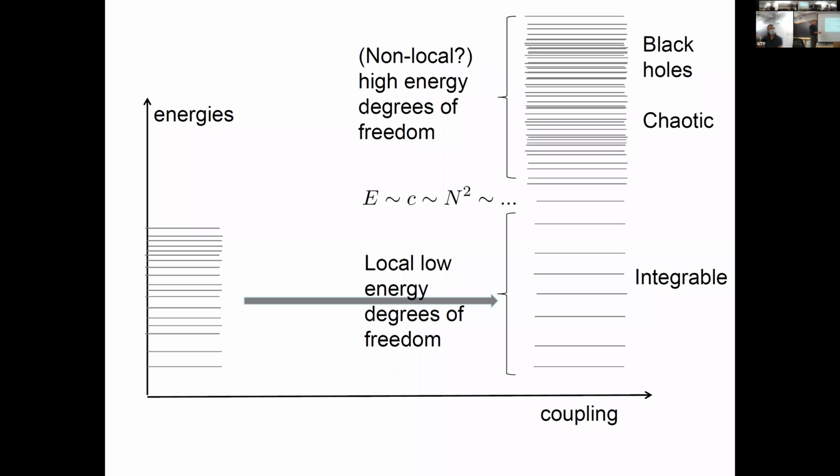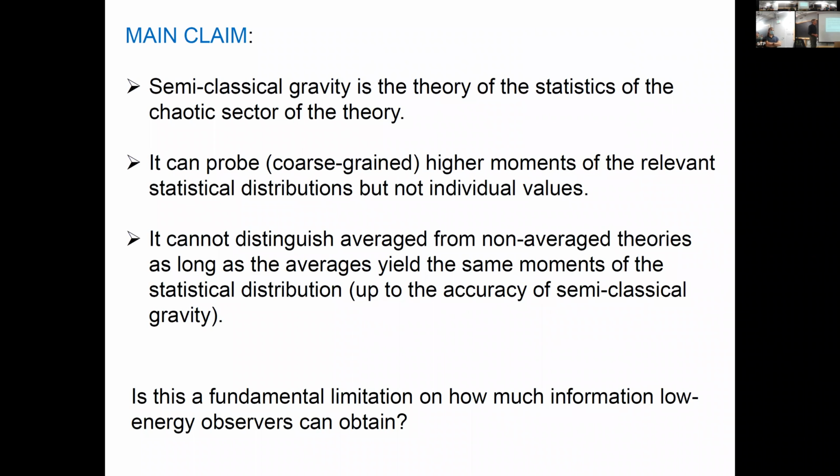So in this picture, we have this low energy integrable sector, and then there's this high energy chaotic sector. The main claim that I'd like to make is that the semi-classical gravitational theory is the theory of the statistics of the chaotic sector. All these many quantities that are sampled from this chaotic sector of the theory, you can think of as pseudo-random variables. They're not really random variables, but for all practical purposes they behave very often like random variables that have erratic fluctuations that are not computable. What the semi-classical theory is capable of doing is computing the statistics of this chaotic sector.